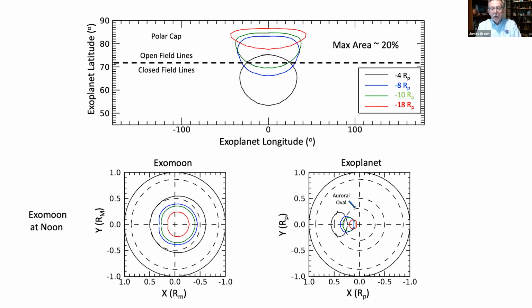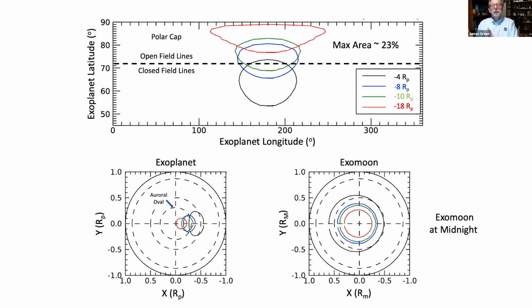In a similar plot, when we look at the exomoon on the night side, once again, all those field lines in the polar cap region of the exomoon do indeed connect to the exoplanet, begin to impinge upon the polar cap or the open field line areas. And it's, once again, the maximum area is indeed about the same. It's about 23 degrees.